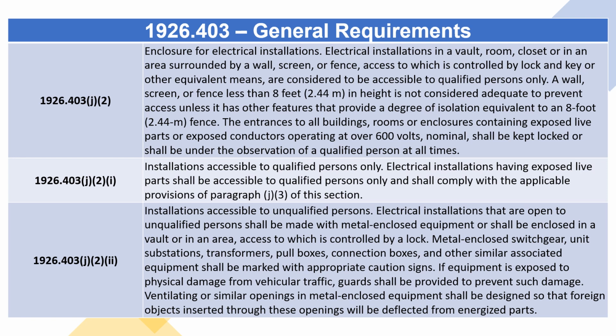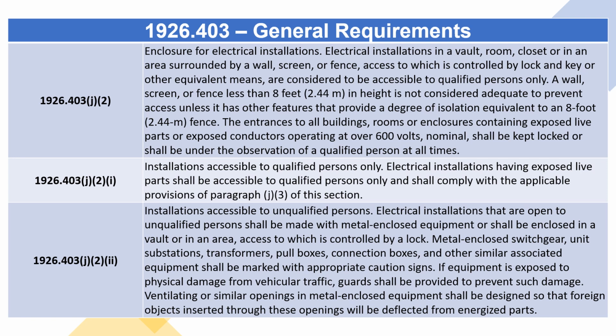1926.403 J2 Installations accessible to unqualified persons. Electrical installations that are open to unqualified persons shall be made with metal enclosed equipment or shall be enclosed in a vault or in an area, access to which is controlled by a lock. Metal enclosed switchgear, unit substations, transformers, pole boxes, connection boxes, and other similar associated equipment shall be marked with appropriate caution signs. If equipment is exposed to physical damage from vehicular traffic, guards shall be provided to prevent such damage.